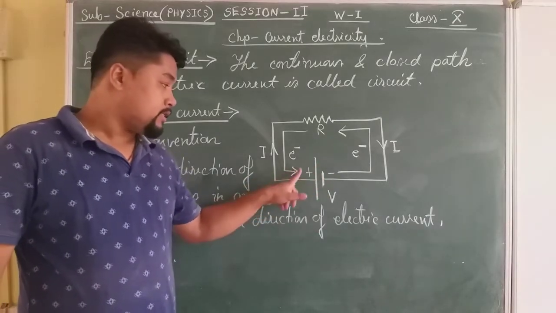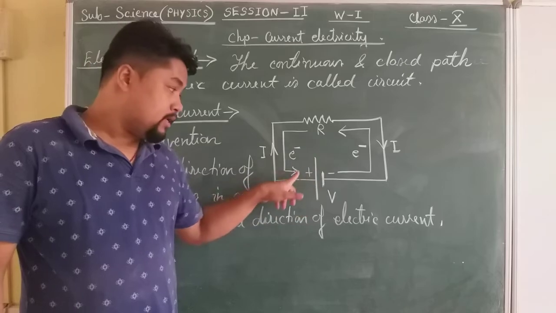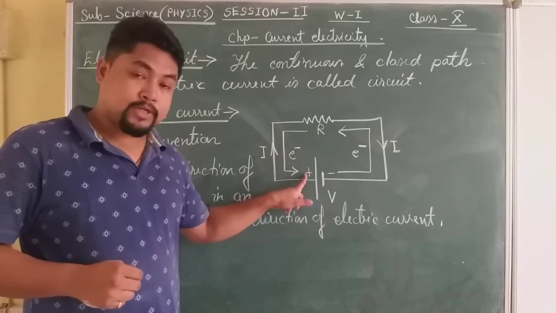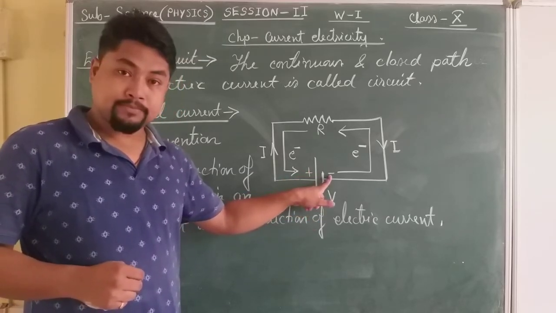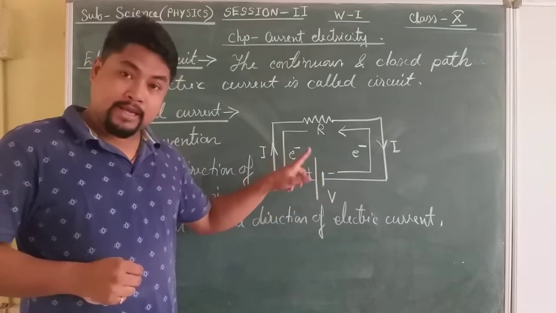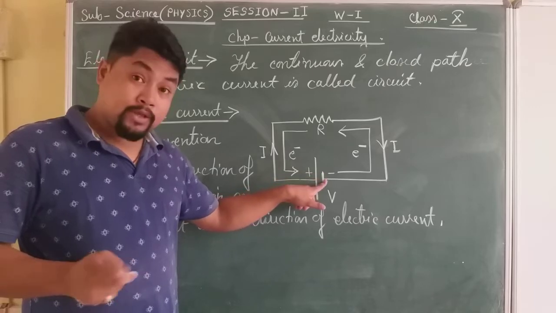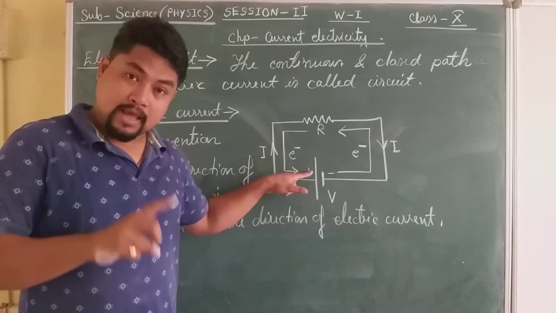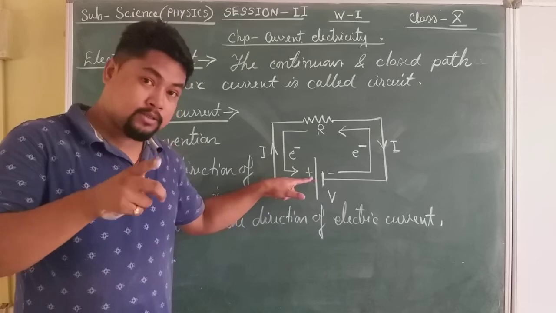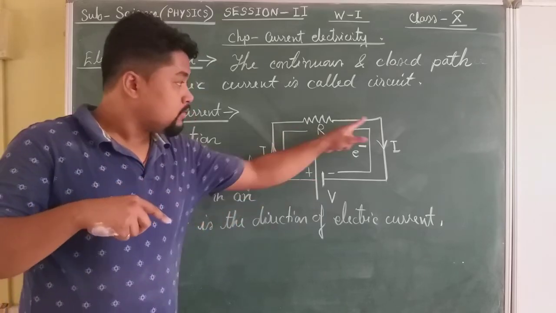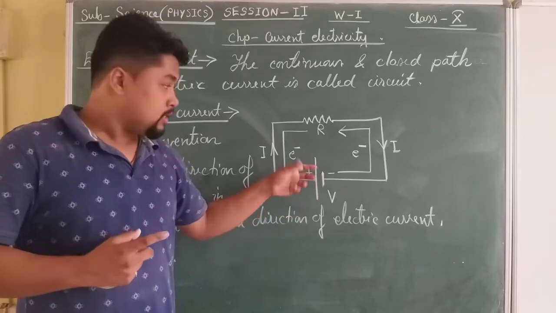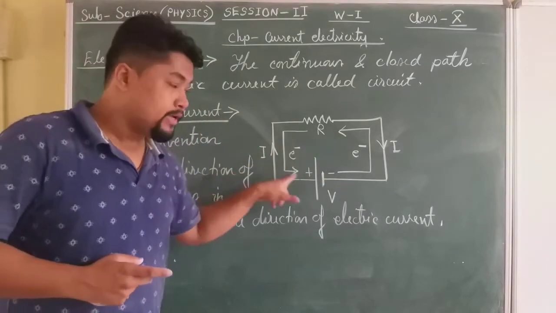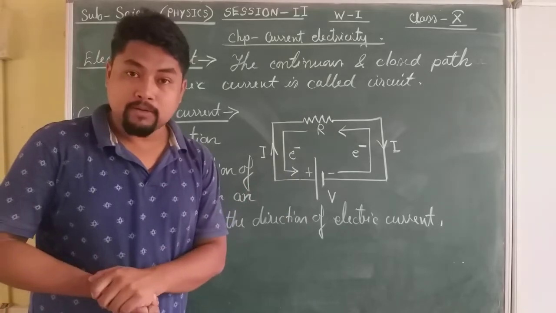So this is a cell. A cell consists of two terminals. One is positive terminal, another one is negative terminal. Electrons are flowing from negative to positive terminal, and current flows from positive to negative terminal. Therefore, by convention, the opposite direction of flow of electron is the direction of conventional current. Right?